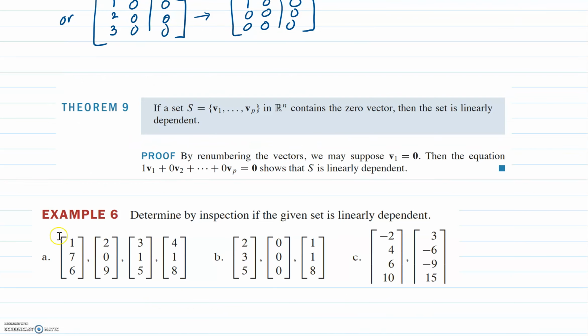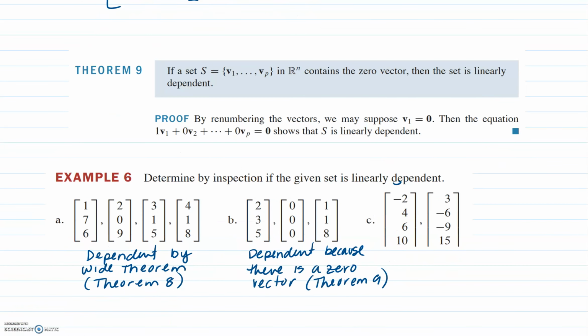So example 6, we now can determine by inspection if a given set is linearly dependent. Part A is dependent because of the wide theorem. There are more vectors than entries. Part B is dependent because we have a 0 vector, from Theorem 9. Part C seems like it's dependent because we have 2 vectors where it looks like one vector is a multiple of the other, but it all fails in this last entry here.